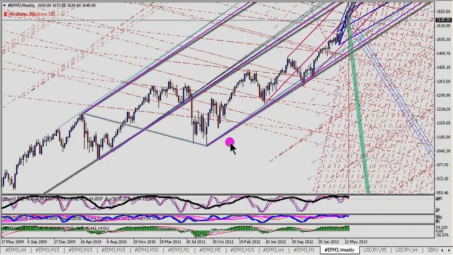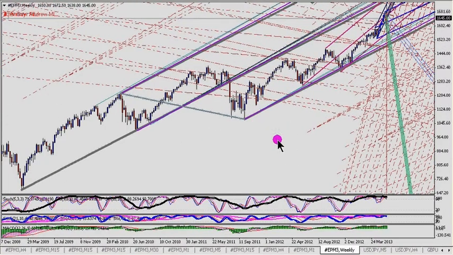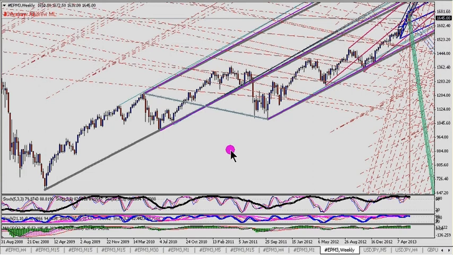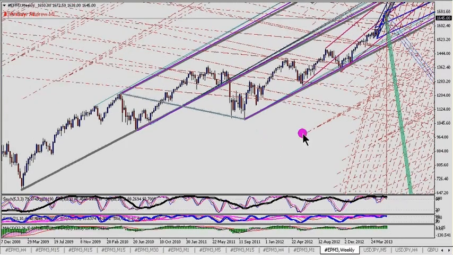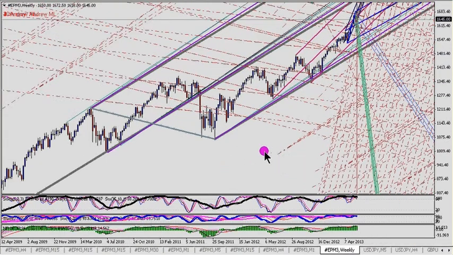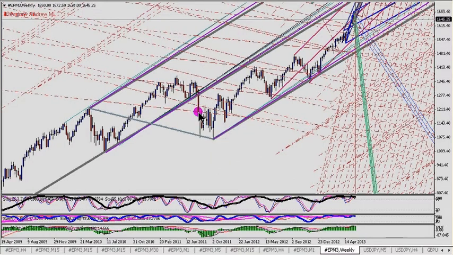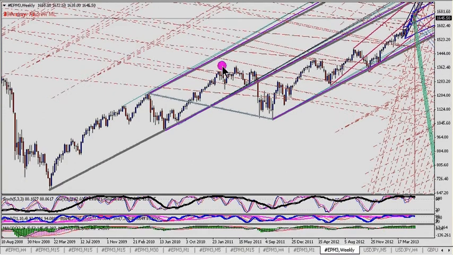Some of them are Andrews pitchforks, others are first and last FNLs, but we've drawn them for a number of reasons. Not only do they obviously show what everyone else knows about Andrews, that they offer support and resistance along their lines, but more importantly, their reaction lines. And you can see various reaction lines. You can see these forks. There's the main ones I've drawn in bold.